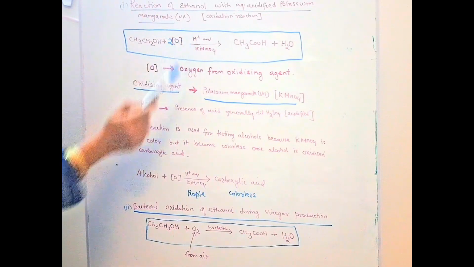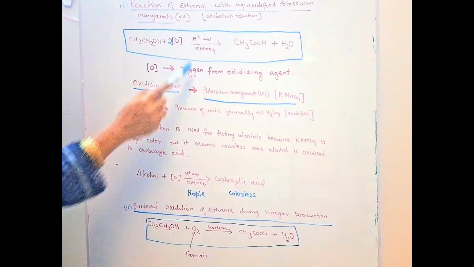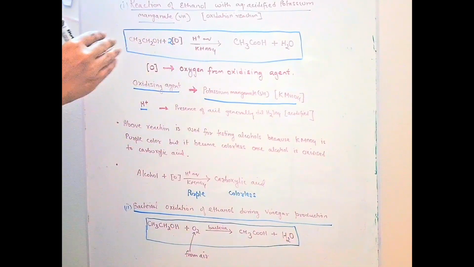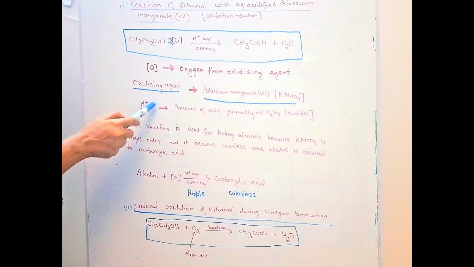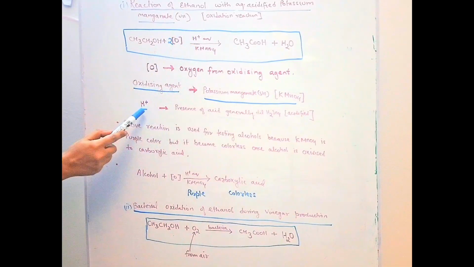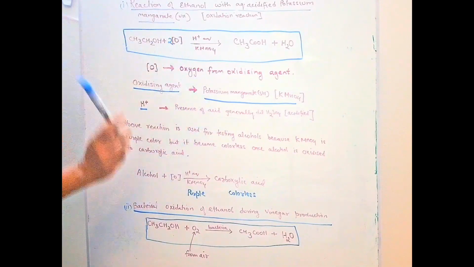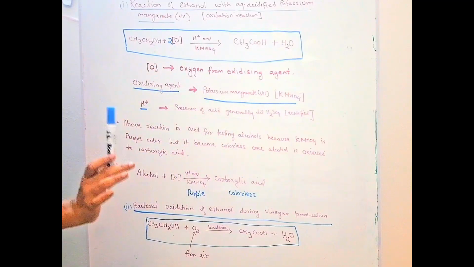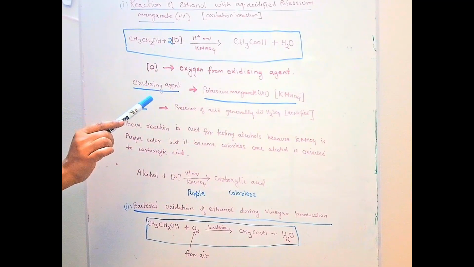H plus sign means the presence of acid. A little bit of acid is added to the solution of potassium manganate in order to increase the rate of the reaction. So that is why I am showing H plus here, which indicates the presence of acid. Now which acid do we use? Generally we use dilute sulfuric acid for acidification of the oxidizing agent.